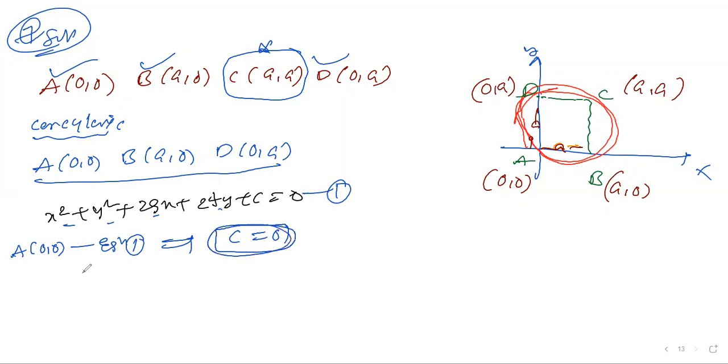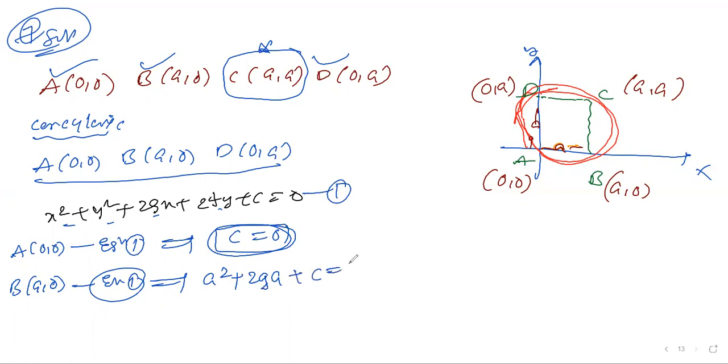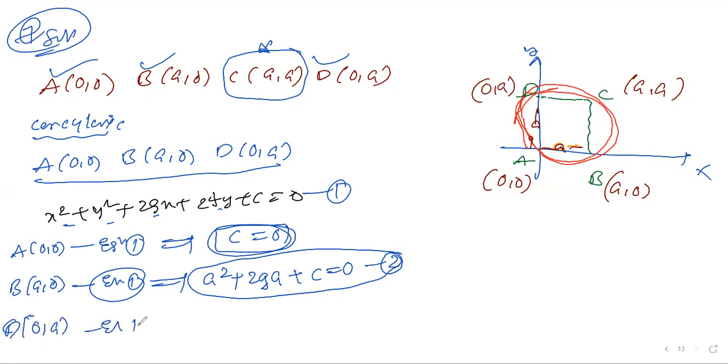We got one value. Next, if you substitute the value of B (a, 0), what are you going to get in equation number 1? a square plus 0 plus 2g into a plus c is equal to 0. This is equation number 2. Keep it like that only. Next, what's the value of D? (0, a), I substitute in equation number 1, because these are all on the circle. What value are we going to get? x square means 0, y square means a square plus 2fa plus c is equal to 0. This is equation number 3.